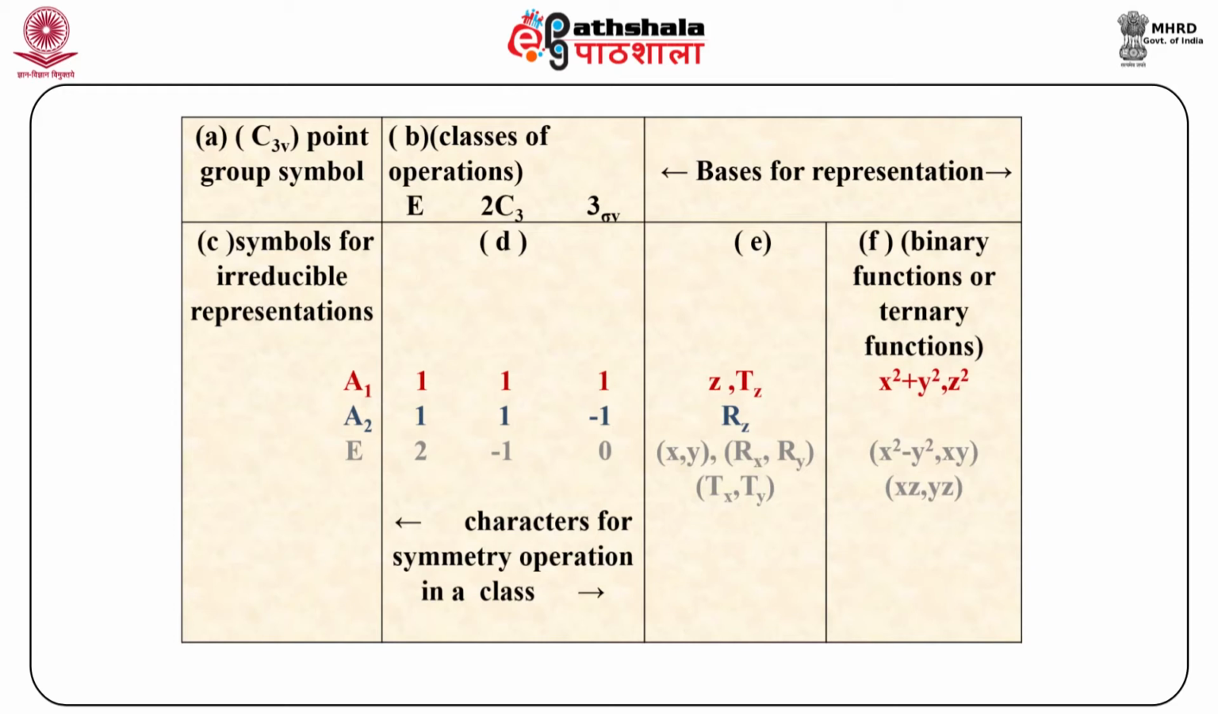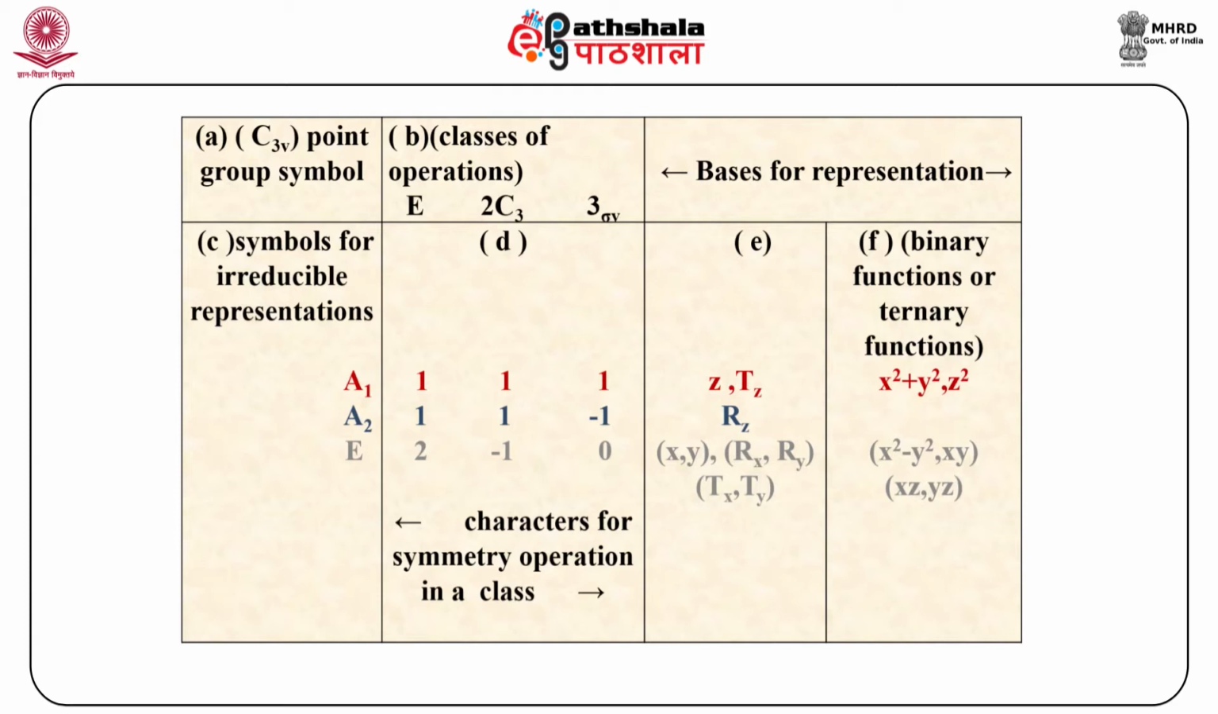Section D gives the characters for A1, A2 and E. For A1 it is 1, 1, 1. For A2 it is 1, 1, -1, and for E it is 2, -1 and 0. That is, this section D gives the character for symmetry operations in a class. Then we have sections E and F, which are the basis for representation.